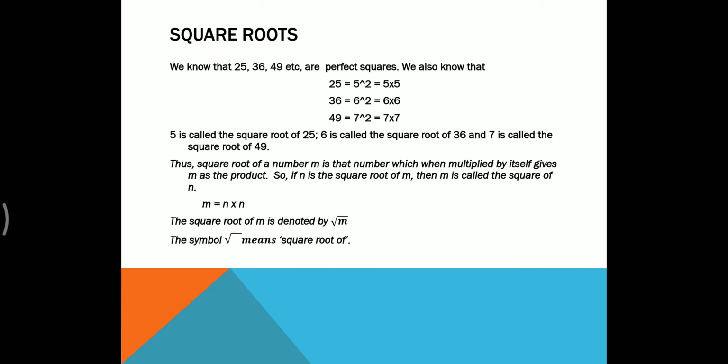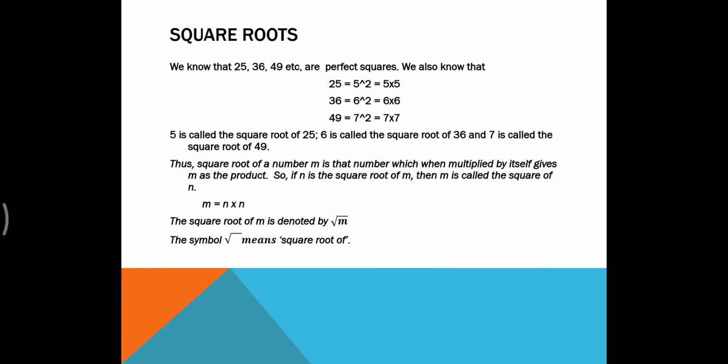Okay. My dear, after that, we are supposed to see what square roots of numbers are. As you know, what's written here, 25, 36, 49, etc., are perfect squares. My dear students, first of all, do you know what perfect squares are? I will remind you that a perfect square is a natural number which can be expressed as a product of a pair of equal factors.